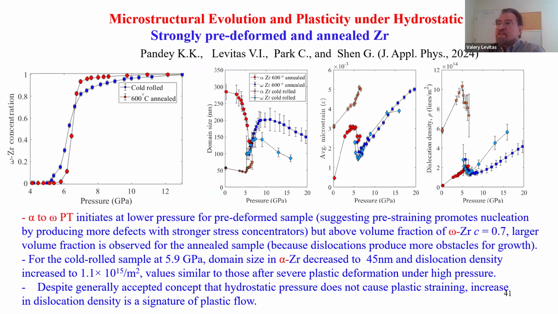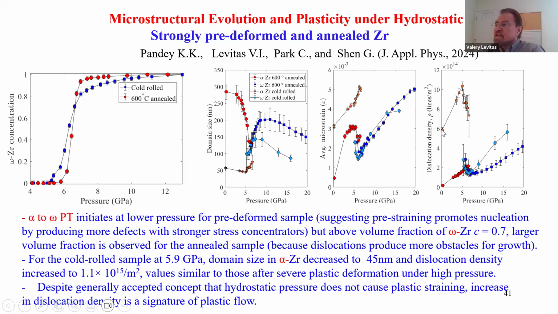Okay, and last point, I would like to show, for those who are focused on hydrostatic loading, that in this case also plasticity and microstructure evolution plays crucial role. So we studied strongly predeformed and annealed zirconium, and you see kinetics of these two are quite different of transformation. For predeformed, phase transition starts earlier but ends later. Then crystallite size for annealed sample reduces significantly with pressure, then increases during phase transition and reduces again in omega phase. The same for predeformed, but to less extent.